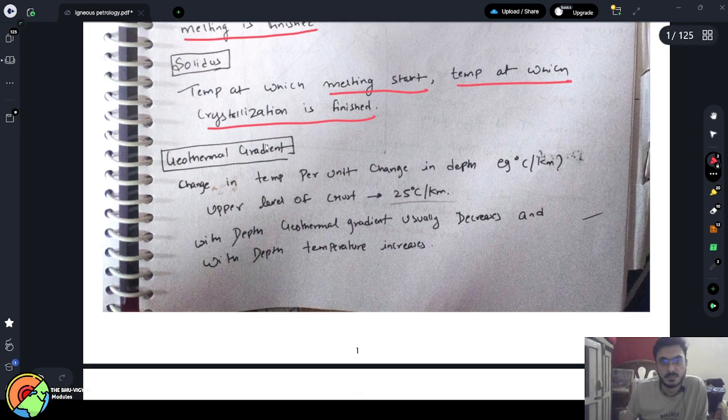The next term is geothermal gradient. So what is geothermal gradient? The change in temperature with respect to depth. It is given by degrees Celsius per kilometer. In the upper crust it is around 25 degrees Celsius per kilometer, and geothermal gradient increases with increase in depth.